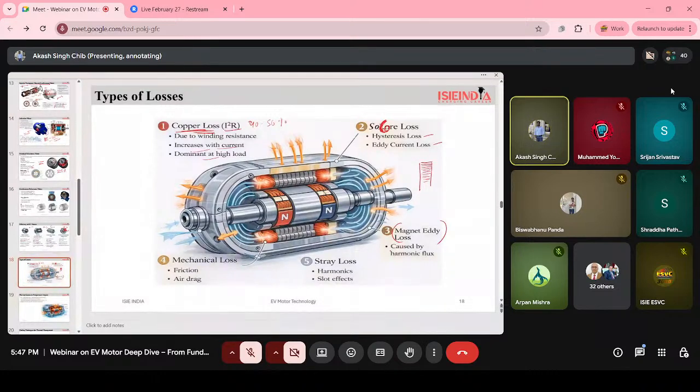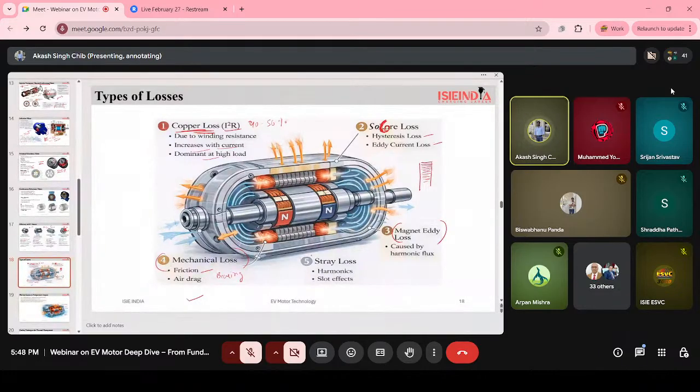Then the fourth one is mechanical loss. Mechanical loss is just due to friction, and that friction happens in the bearing, and then the air drag. These losses basically increase with speed.